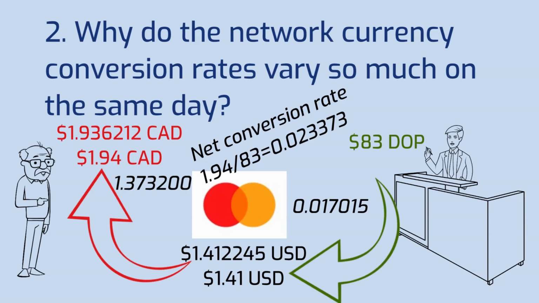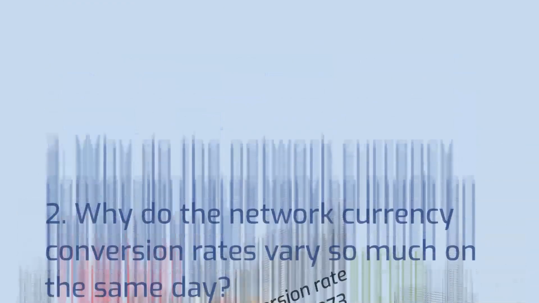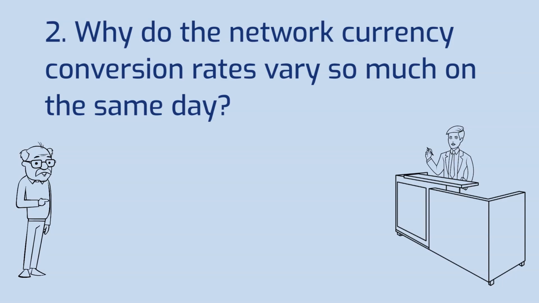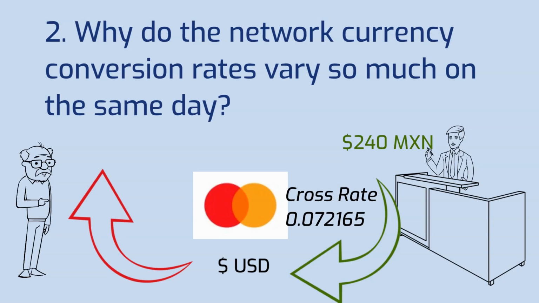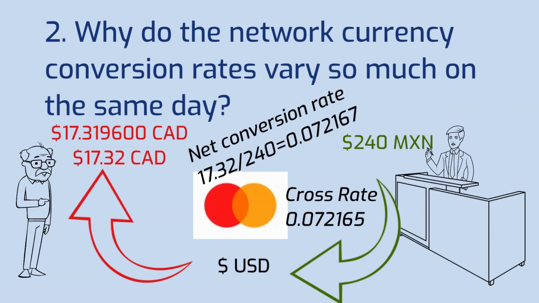You can see that the currency conversion rate appears to bounce. This is a mirage caused by the rounding and reverse calculating of the net currency conversion rates from the rounded numbers. Even if I'm using a cross-rate currency conversion, the rounding will change the rate. For example, 240 Mexican pesos to Canadian dollars at a conversion rate of 0.072165 equals 17.319600 Canadian. This rounds to 17.32 Canadian. Reverse calculating the currency conversion rate, 17.32 divided by 240, gives an exchange rate of 0.072167, which is different than the actual currency conversion rate used.